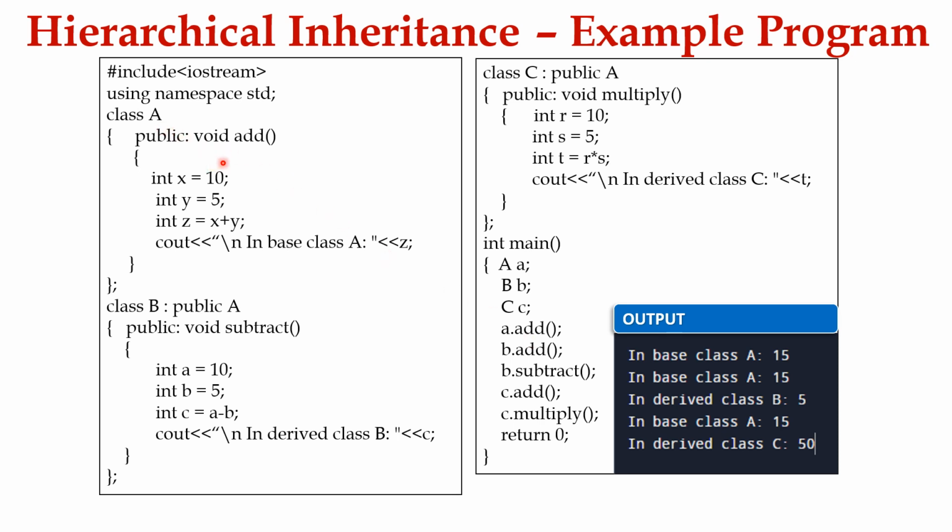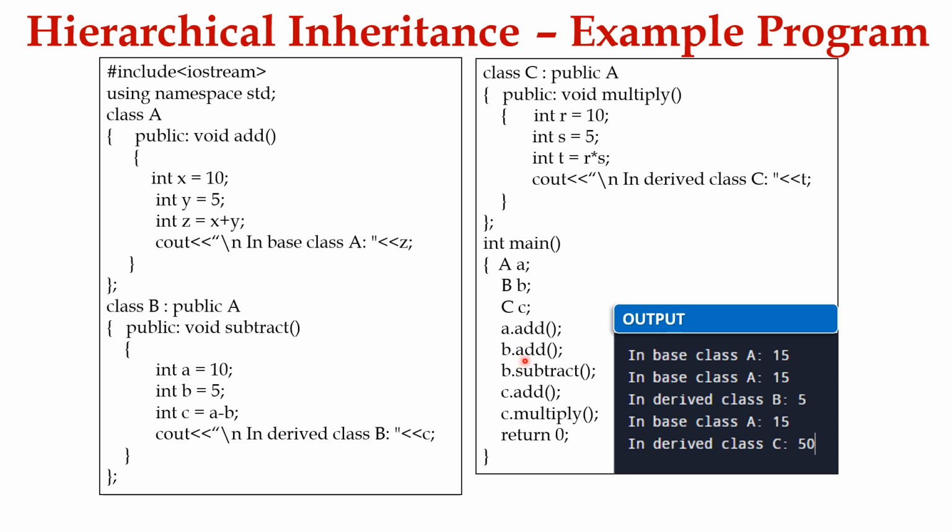In the add function, we add the variables x and y, that is 10 plus 5, and store it in the variable z, and using the cout statement, we display that to the user. That is, in base class A, the value of the variable z is 15. We can see that in the output. Now control moves to the main function.